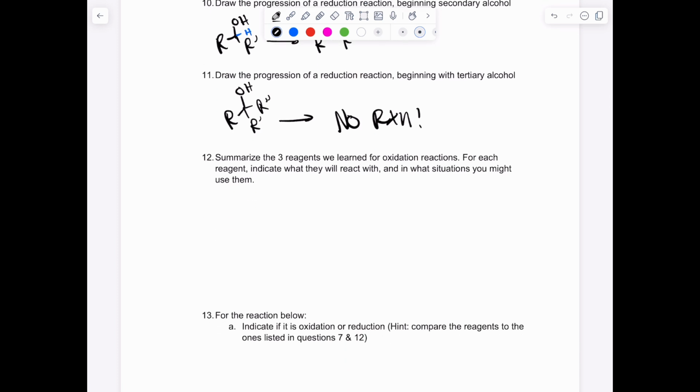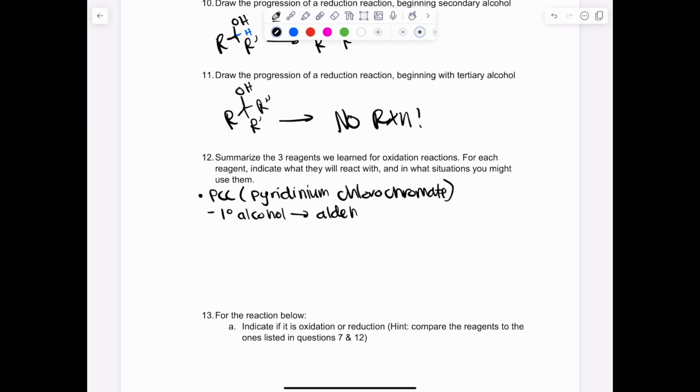We talked about 3 reagents in class that are capable of being used for oxidation reactions, and those were PCC, the Jones reagent, and potassium permanganate. So let's talk about each of those. PCC, otherwise known as pyridinium chlorochromate, is capable of oxidizing primary alcohols into aldehydes and secondary alcohols into ketones.